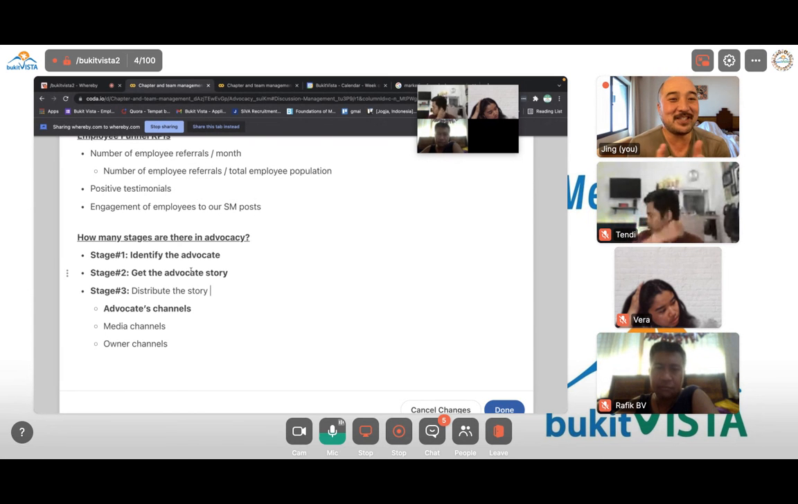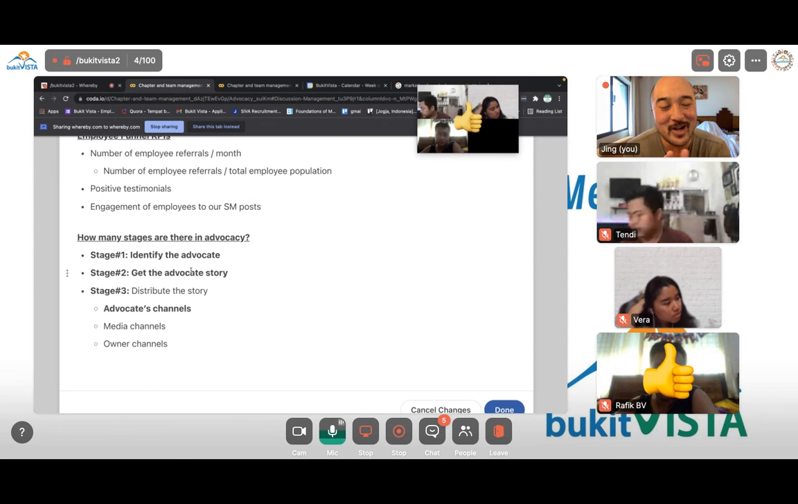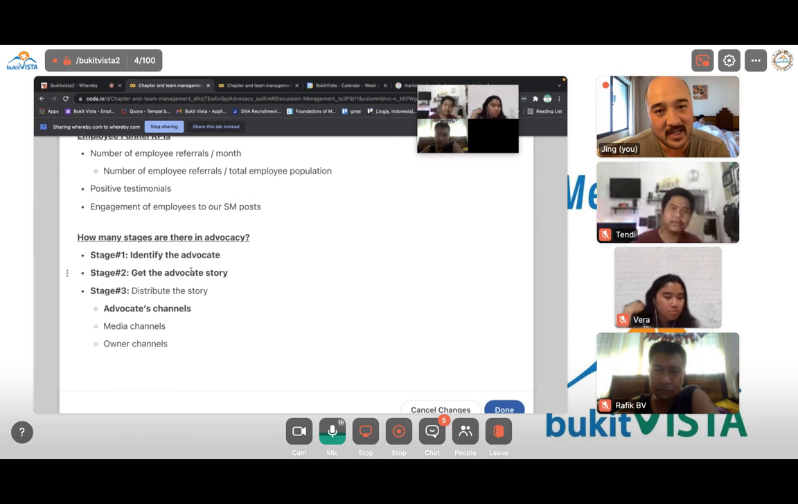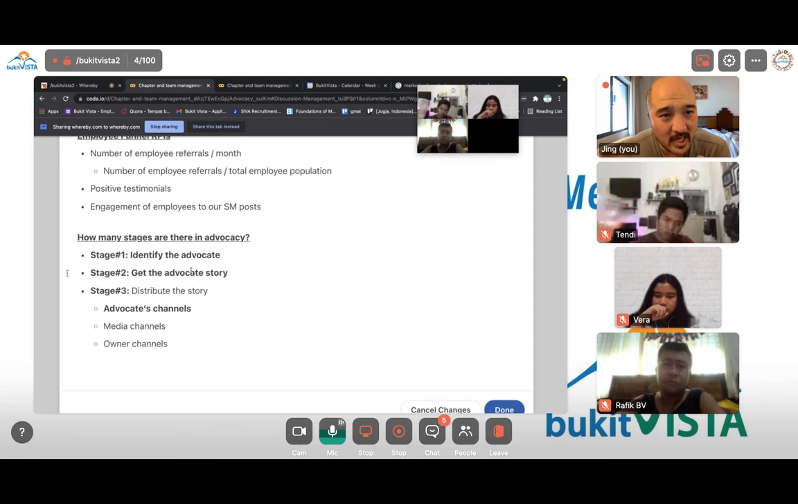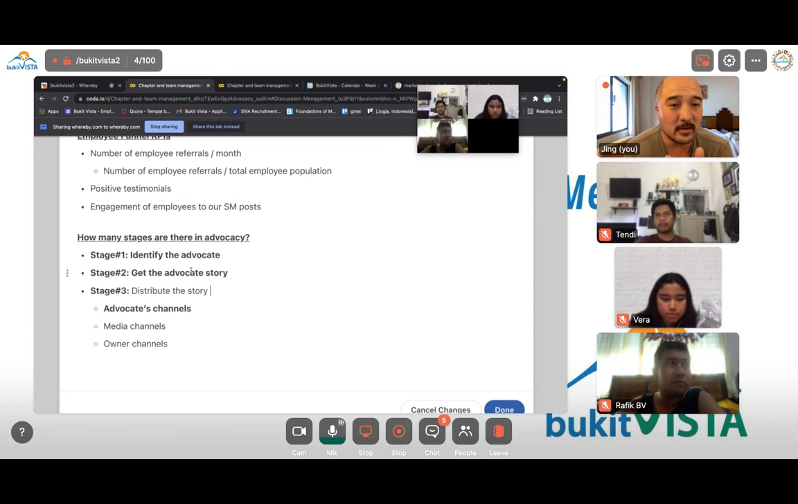So this is becoming the discussion of how we're going to do it. Just like farming has different stages, you find the seed, you plant the seed, you nurture the seed, and then you grow the thing and then you harvest. Those are the 5 stages of farming. What we've determined, Rafik, is that there are 3 stages for advocacy. One, you need to find who your advocate is. Second, you need to get that story from your advocate. And third, you need to distribute that story. You need to figure out how to get that story out to as many people as possible so that they can engage with it, and then it becomes a story that more people hear about.